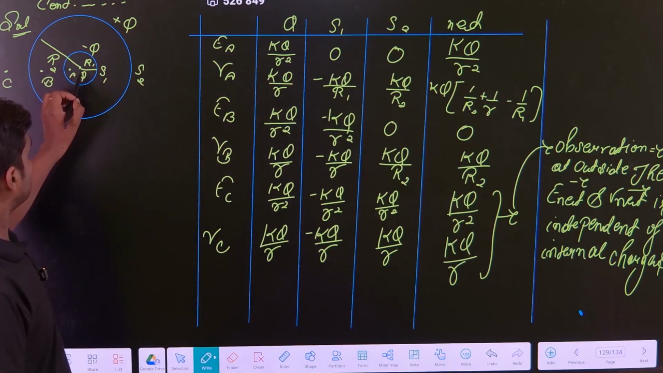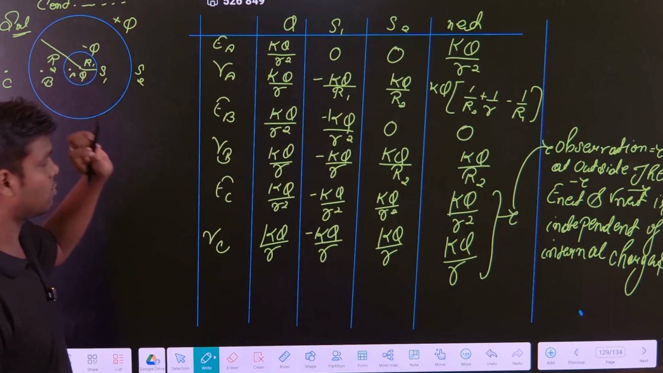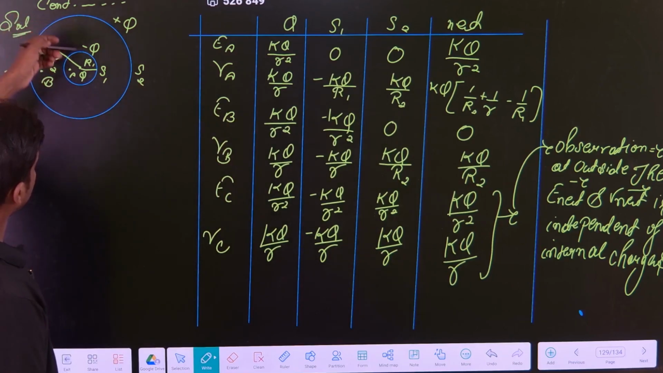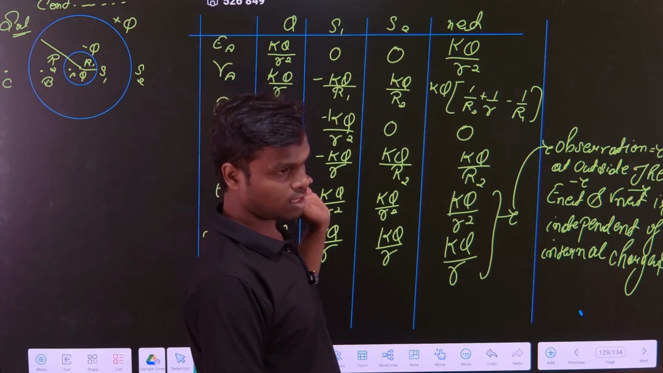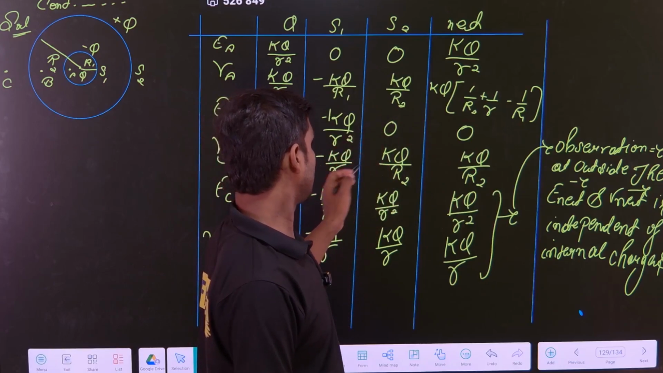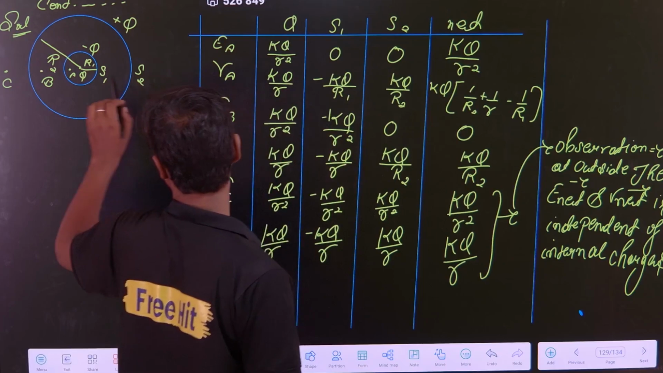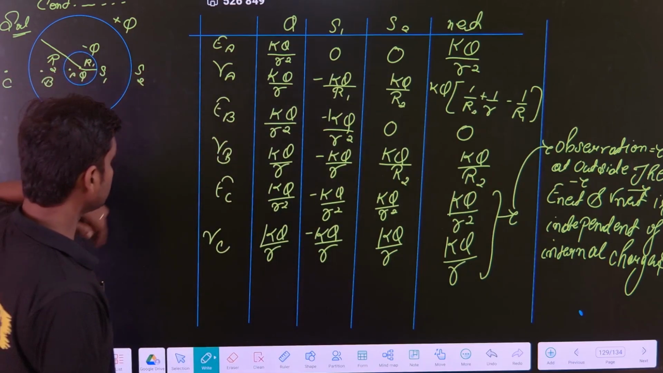Due to this plus q, this internal charge q, what is the electric field at point B? Some kq by r square, some general distance r. Now what is the electric field due to this minus q at point B? Again it will be minus kq by r square, because I am writing in vector form, so I am considering the direction. Due to plus q the field is in this direction, and due to minus q it is in this direction, correct?